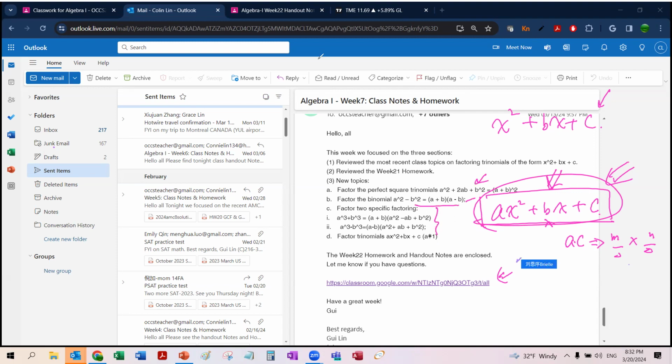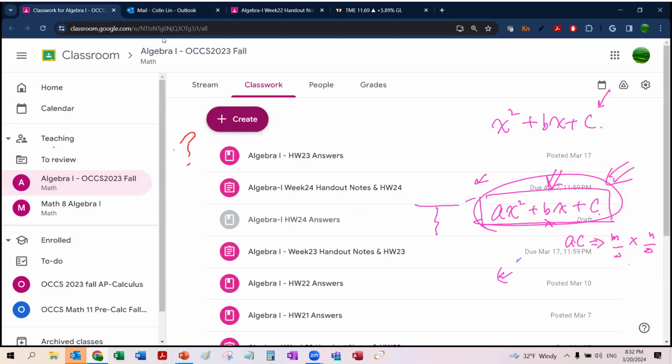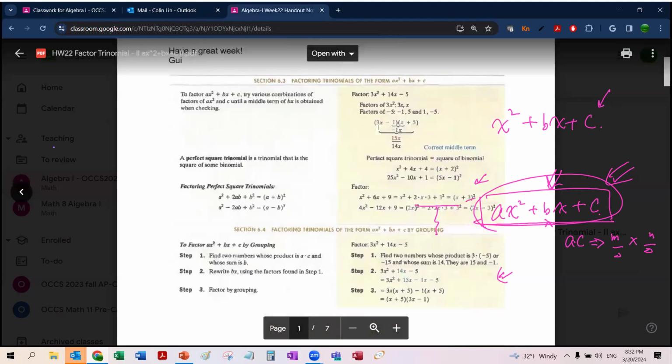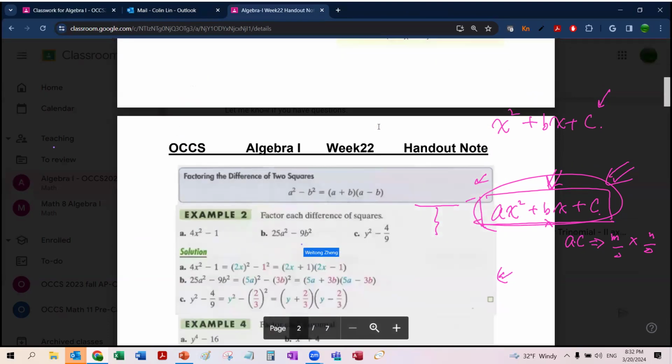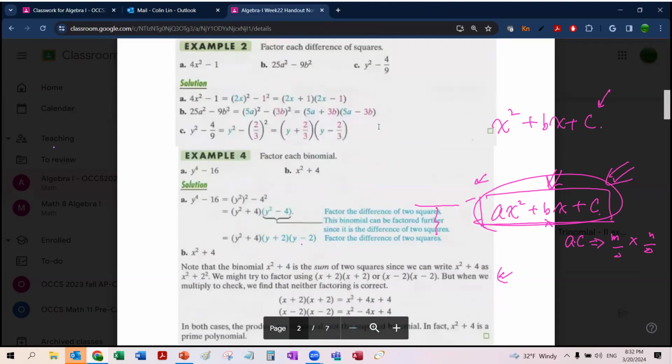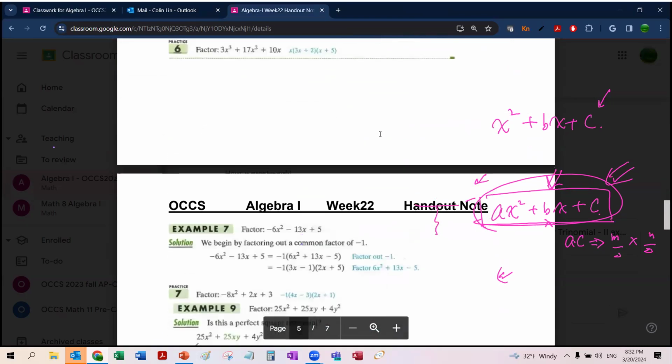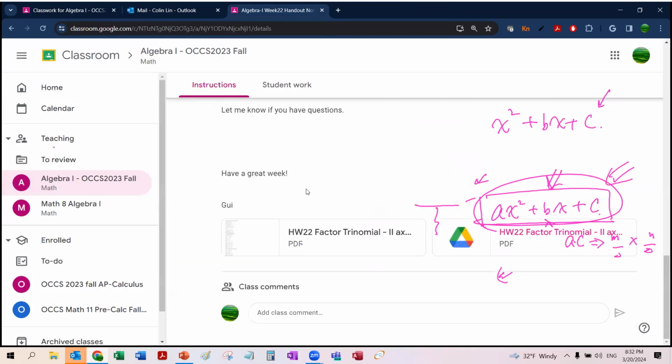Okay, let's go to the homework. Can you guys take your homework out? Okay. Basically this handout actually describes the part of what we're talking about right now. Okay, all right, let's go to the homework.